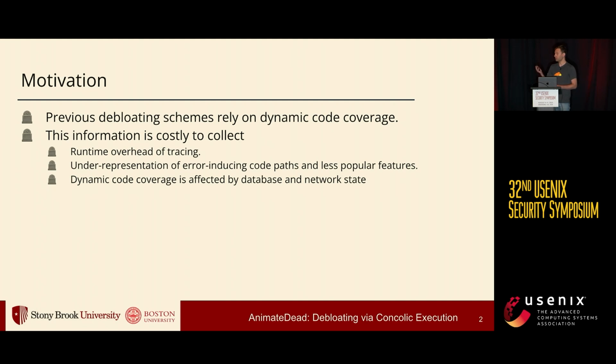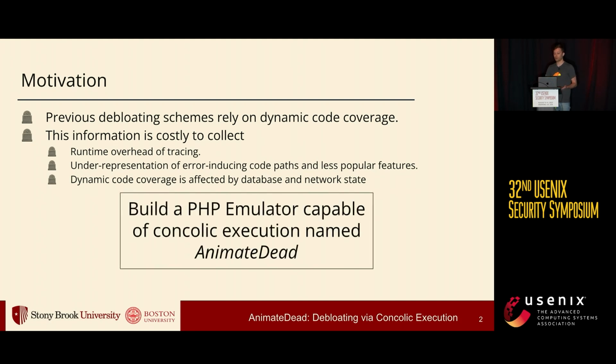And more importantly, if you dynamically debloat applications with a specific state of the database and network, chances are when the database changes or if the network goes down, you have already debloated the code that's supposed to handle those scenarios. So our idea was to build a PHP emulator capable of concolically executing applications and then explore and see which parts are reachable and which are not.